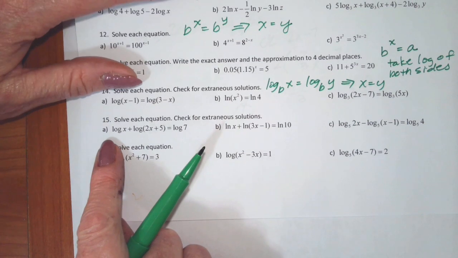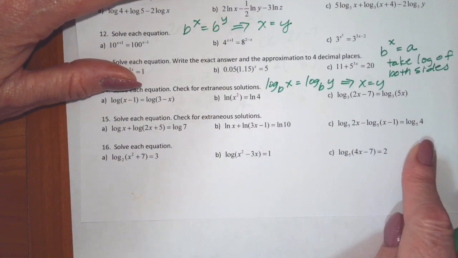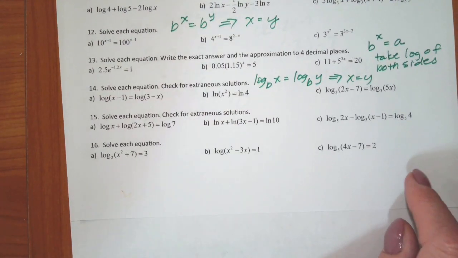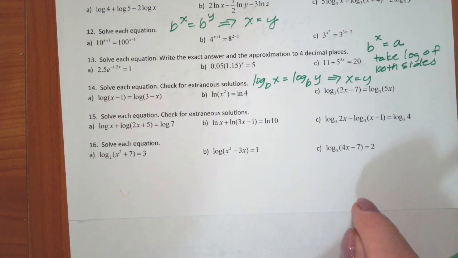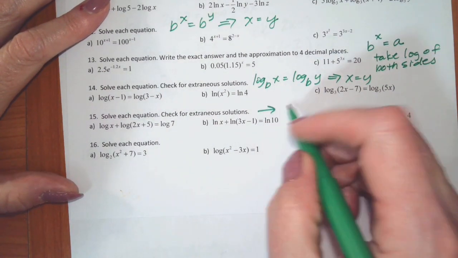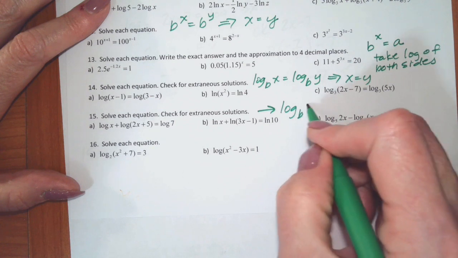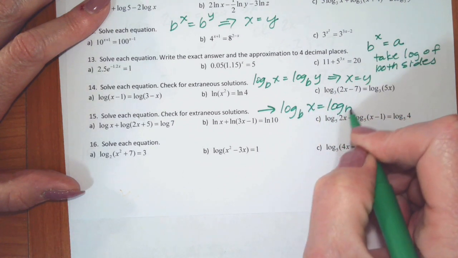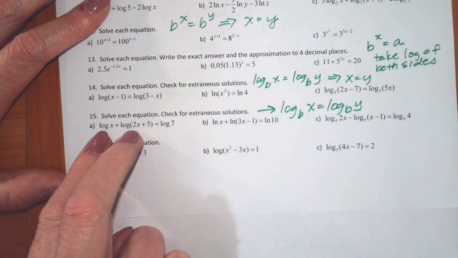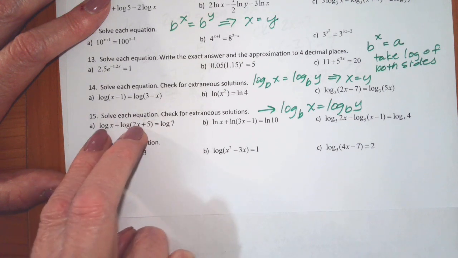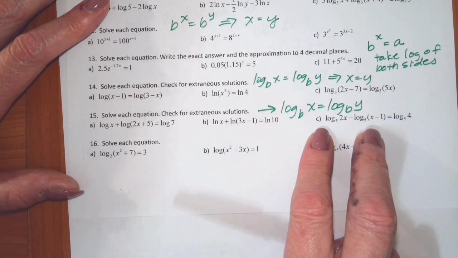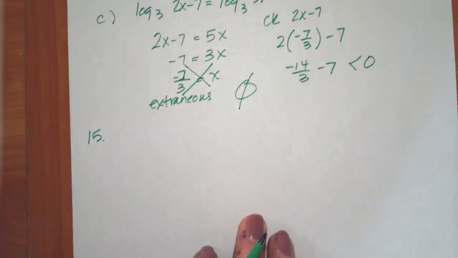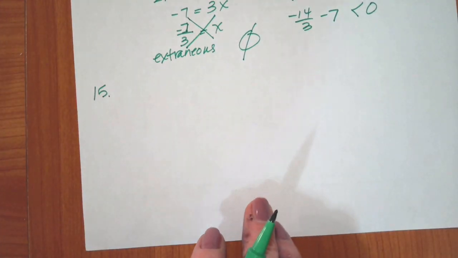Okay. So for 15, notice you have logs all over the place. Okay, and you need to turn this. So you're going to take these and turn them into log base b of x equals log base b of y. We know how to combine these if you're adding two logarithms or if you're subtracting two logarithms. So that's how we're going to do that.